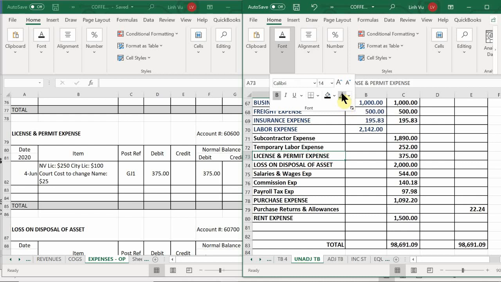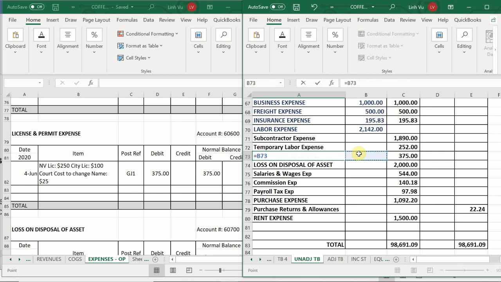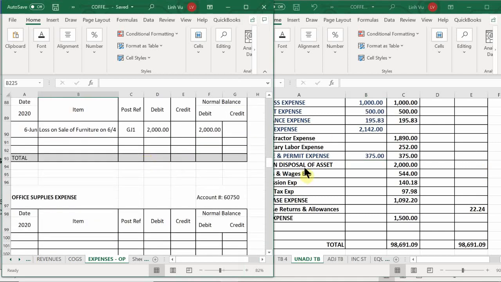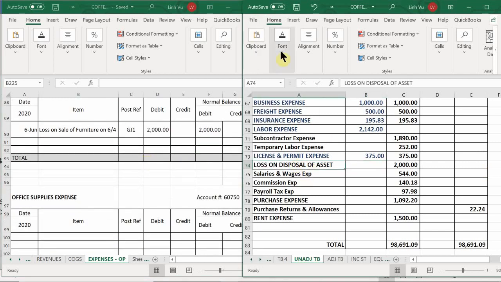Is a main account. Okay. And it is still for $375. So I'm going to copy that cell over. Okay, $375. Our loss on disposal of asset is also a main account, which is still $2,000. So we're going to copy that over.